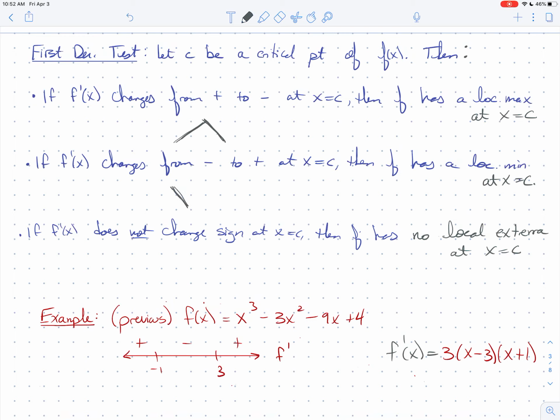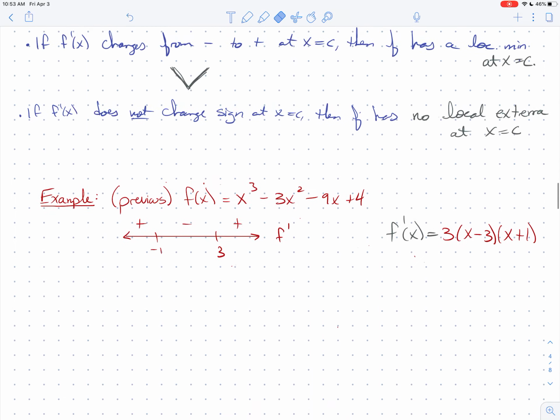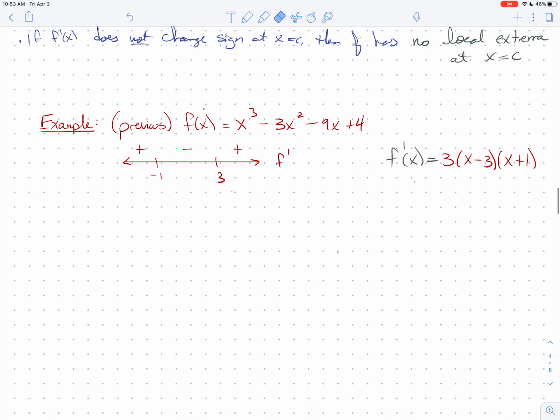Similarly, if I have negative slope on this side and positive slope on that side, then I have a local min. And if I'm not changing sign, maybe I'm positive, positive, positive, and positive, well, I don't get a local max or a local min. I don't usually draw that one, but I did this time. Okay, so let's go back and redo our previous example.